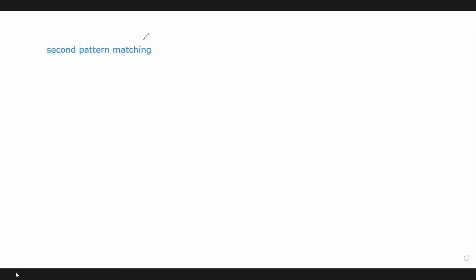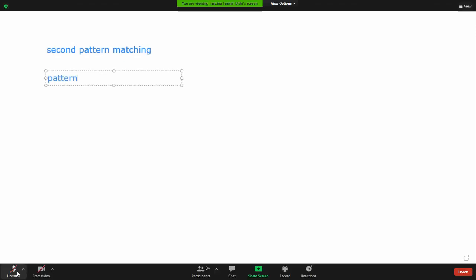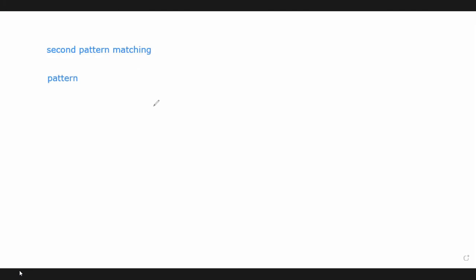We just need to know what the pattern is, and from that pattern, we have to create a table. In the second pattern matching algorithm, we just need to know the length of the pattern and which characters appear. From that pattern, we can create a table, and it doesn't matter which text we are using. For any text, for any characters, it will always provide the same result. In the second pattern matching algorithm, if the pattern is given, we can create a table.